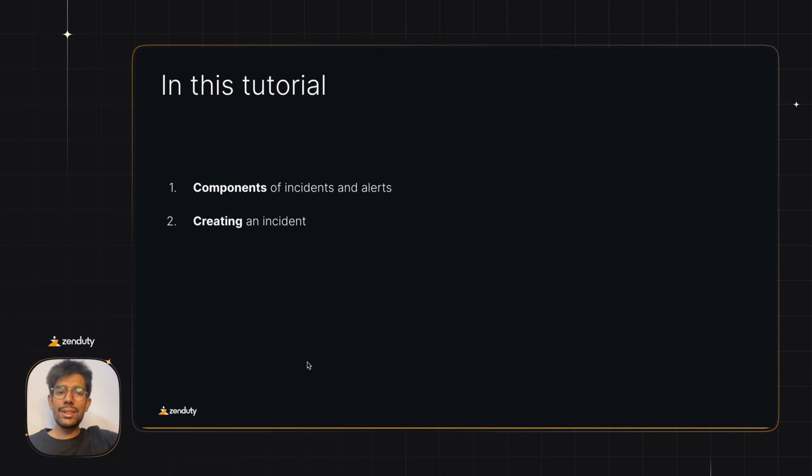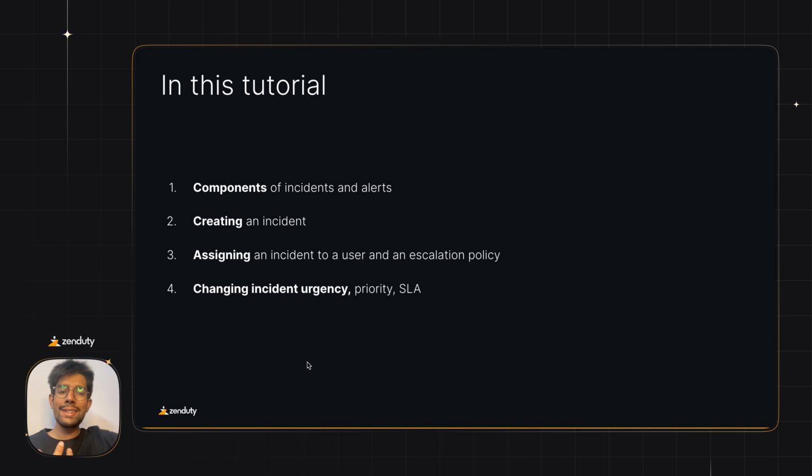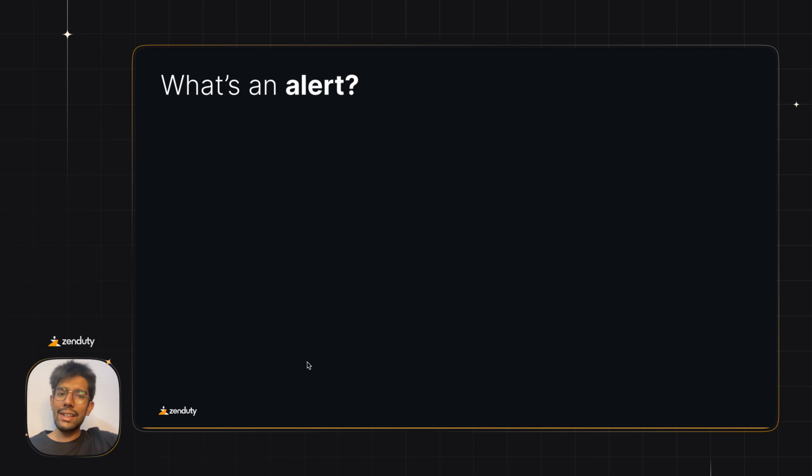We'll then create an incident and show you how we can assign it to a user or an escalation policy, how we can change its urgency, priority, SLA and all of that, and finally what happens when an alert is acknowledged and then resolved. So what's really an alert?